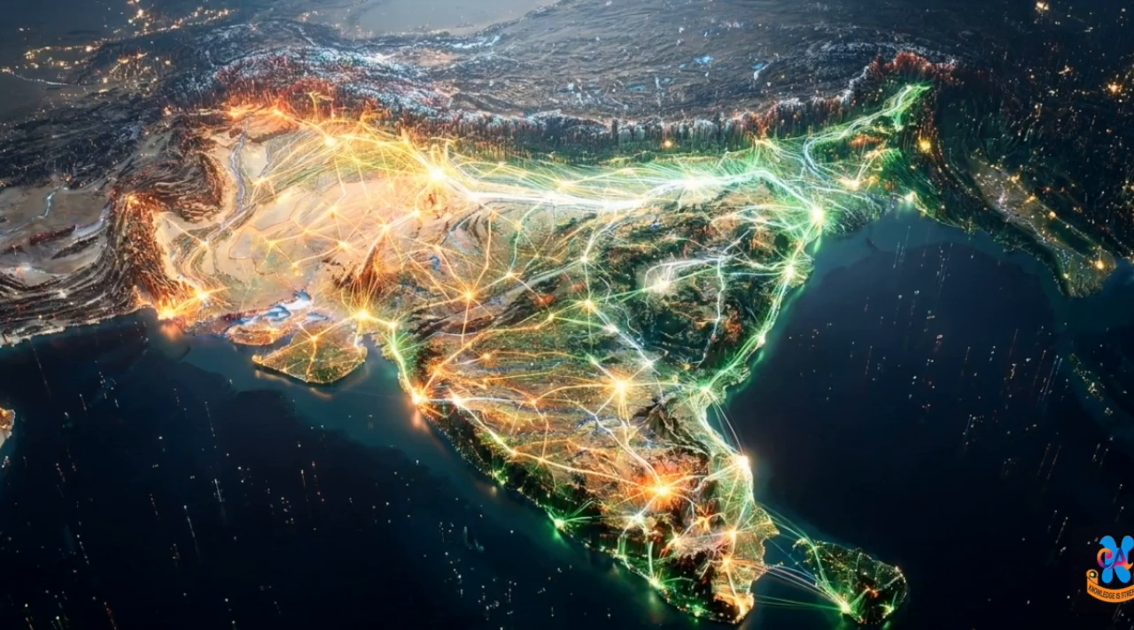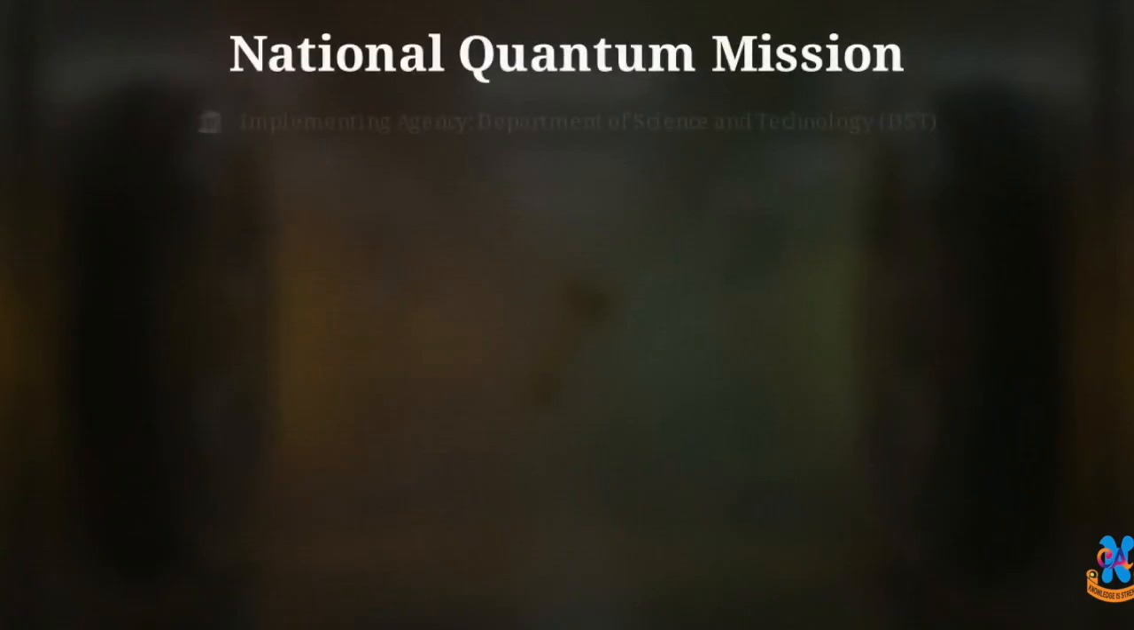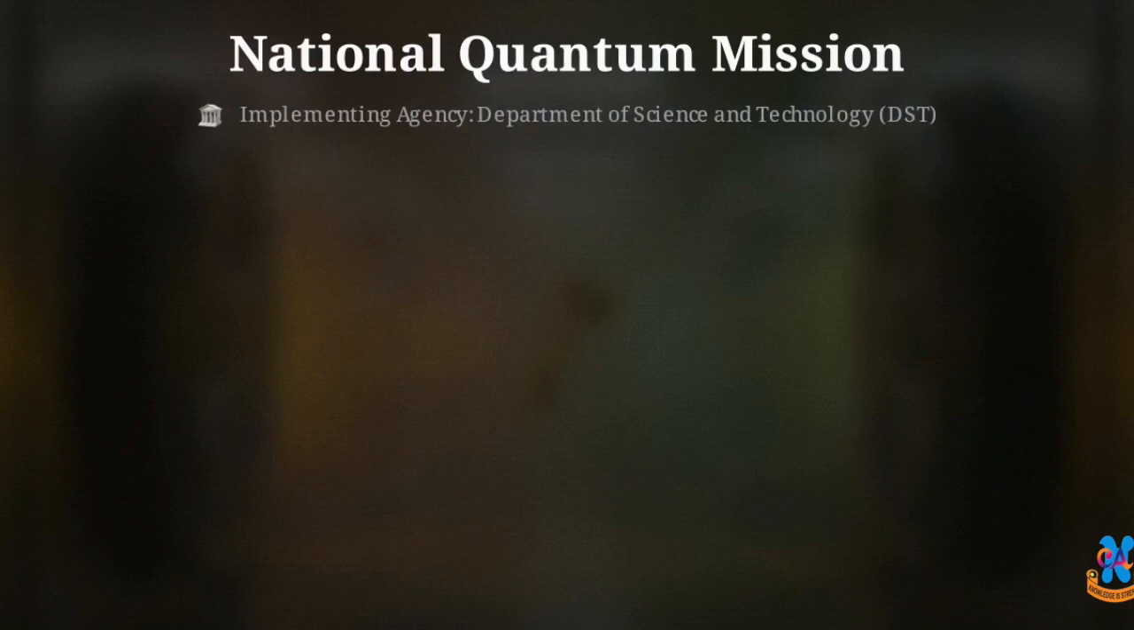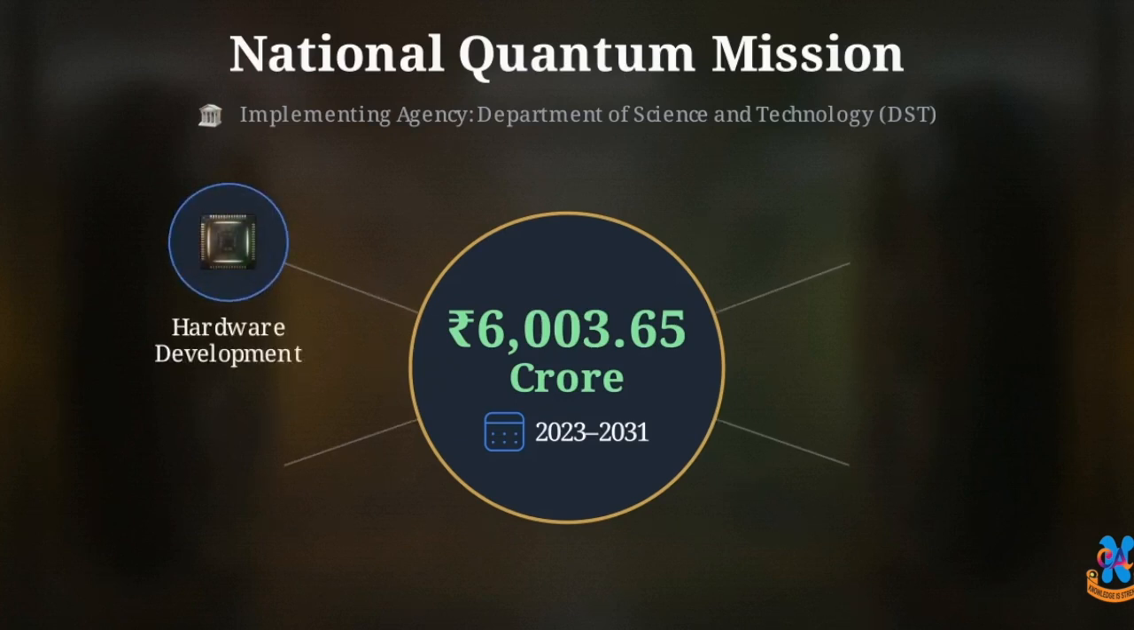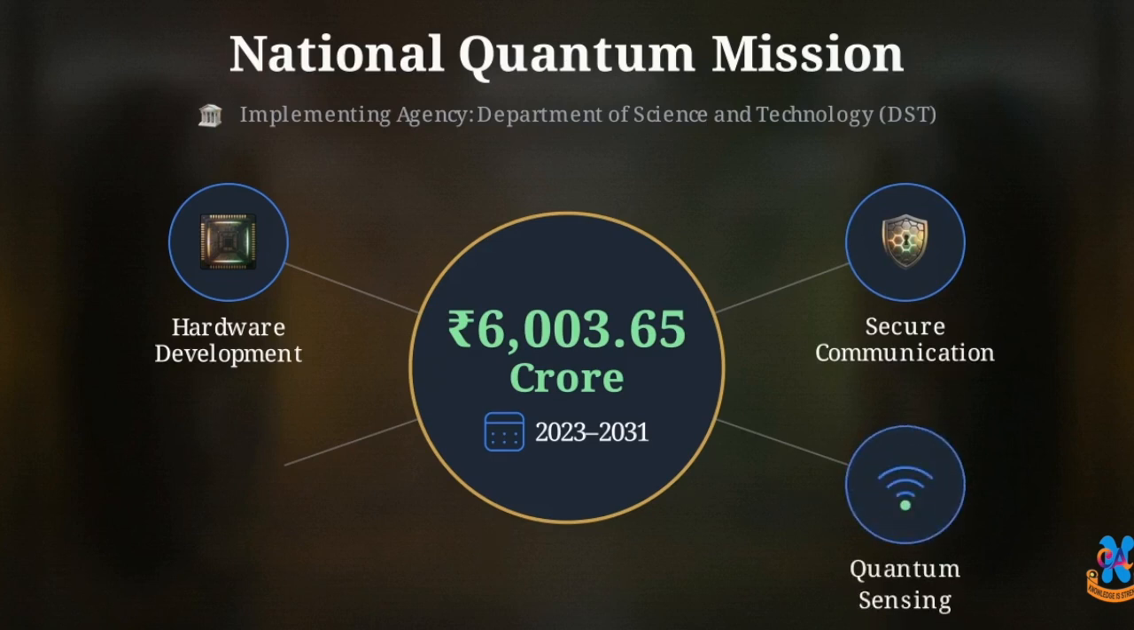India is responding to these new strategic requirements through the National Quantum Mission. This infographic displays the mission's core facts. Approved in 2023, it is overseen by the Department of Science and Technology. The government has allocated a budget of 6,036.65 crore rupees for the mission, which is scheduled to run through 2031. These funds are divided into 4 pillars: hardware development, secure communication, quantum sensing, and advanced materials.